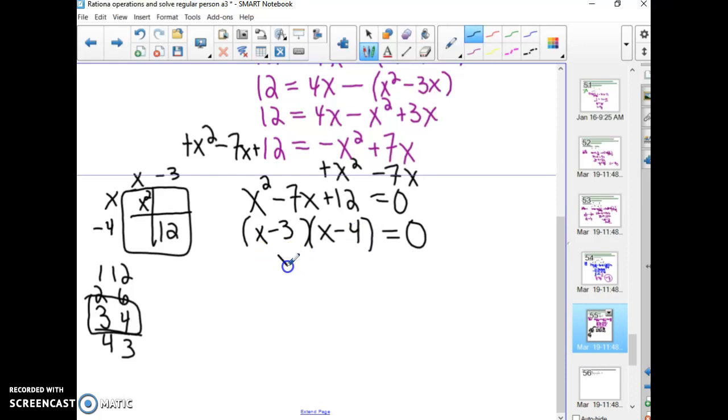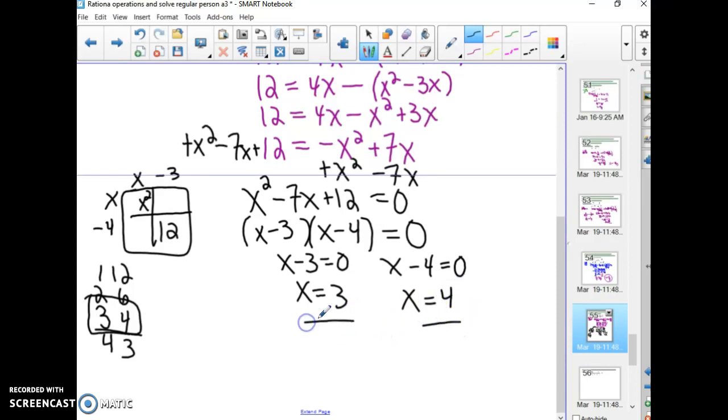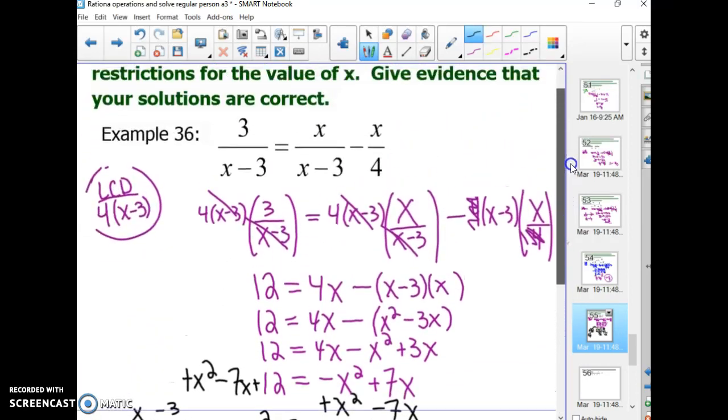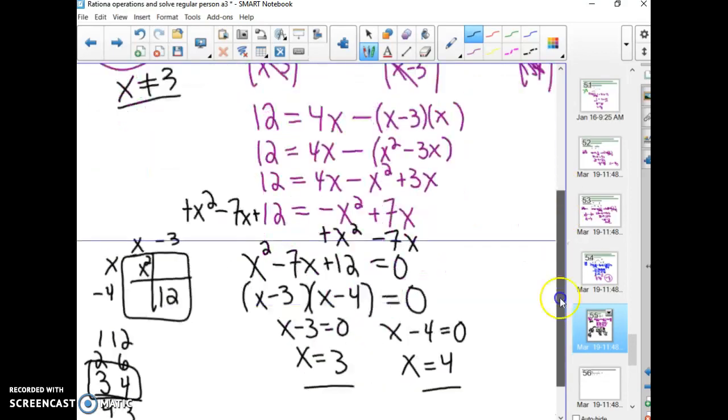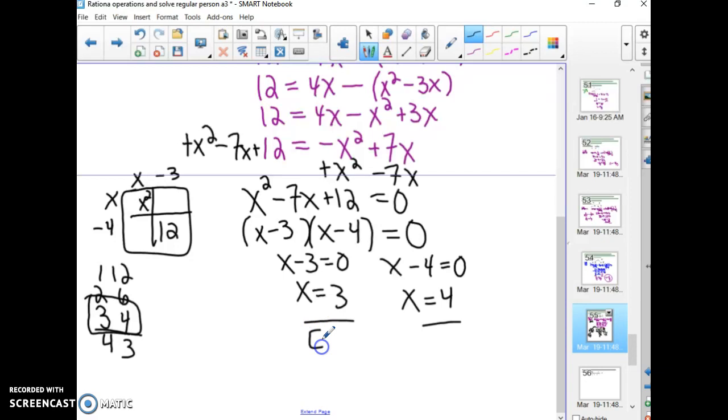To get my solutions, I set each one of those equal to a 0. X is equal to a 3. X is equal to a 4. Here's the thing. Looking up here, what can x not equal? X can't equal a 3. That's going to give me an extraneous solution. So down here, this is an extraneous solution, and this is my only real solution.